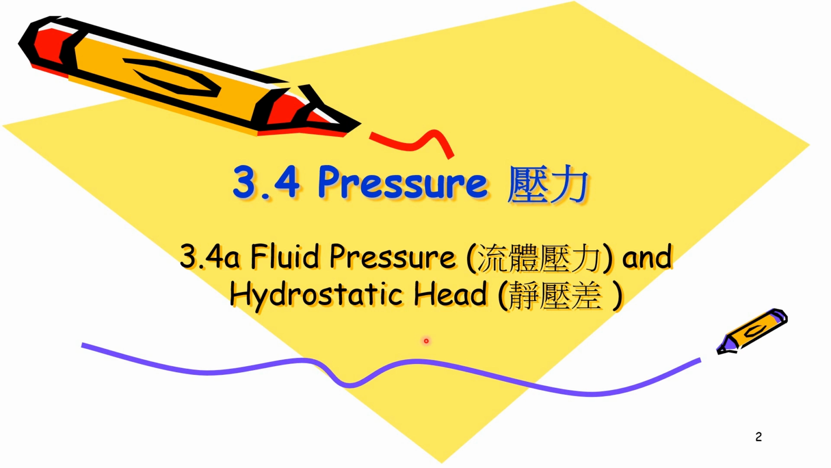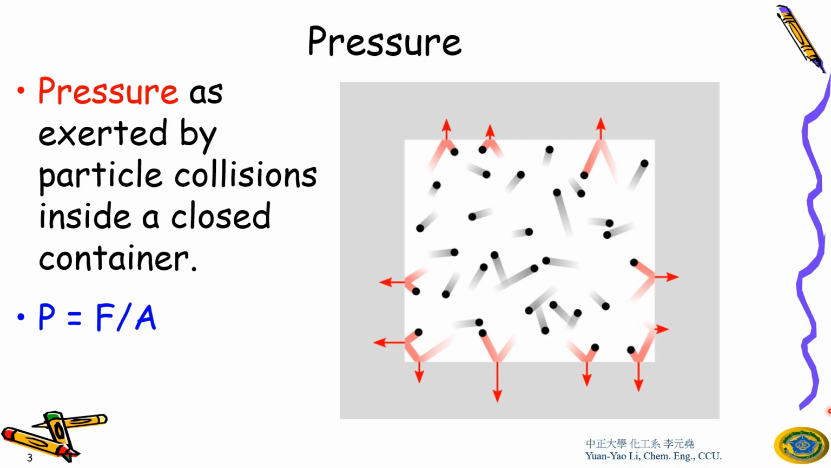There are two terms in our lecture today. The first one is called fluid pressure, and the second one is called hydrostatic head. So what is pressure? If you have a container with molecules inside, and you have temperature, the molecules will be very active and hit the wall. So pressure is exerted by particle collisions inside a closed container.